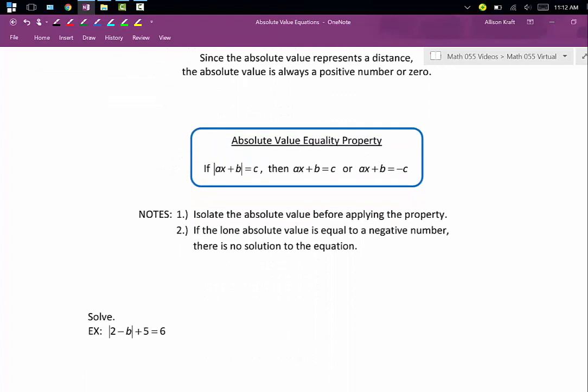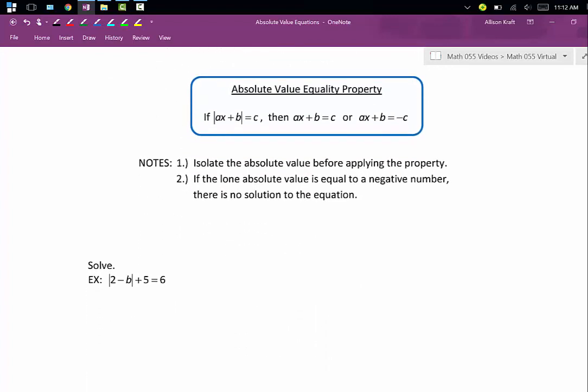We're going to be solving absolute value equations. An absolute value equation is an equation where the variable you're solving for is located inside the absolute value. We'll be using the absolute value equality property to solve these types of equations. This property says if the absolute value of ax plus b is equal to c, then ax plus b is either equal to c or it's equal to -c.